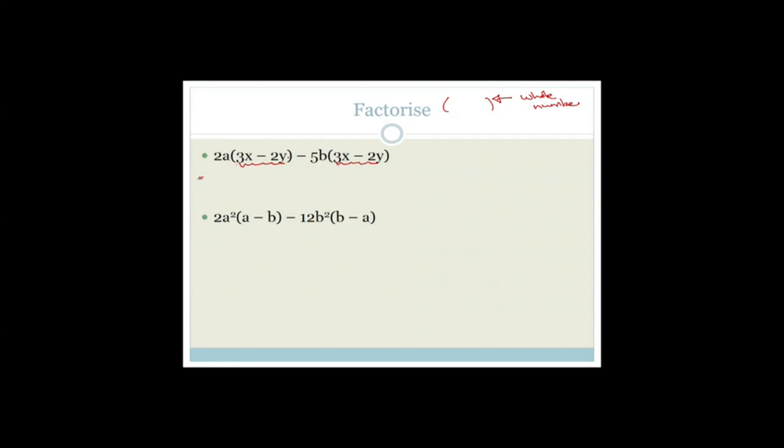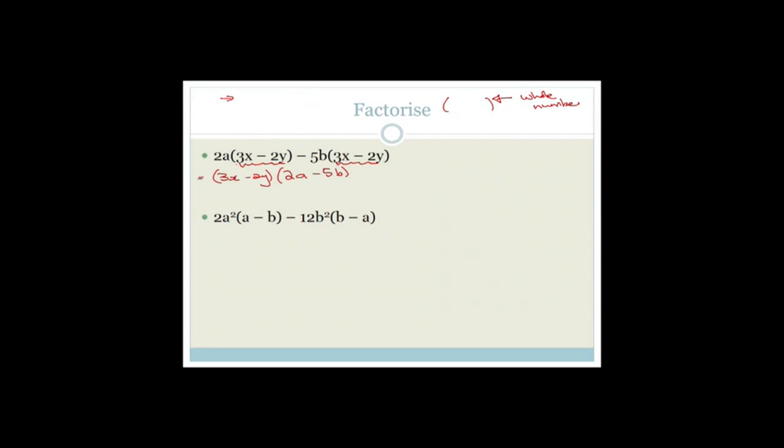Because the things in the brackets are the same, I can go bracket, bracket, and what's left over happens to be 2a minus 5b. Do you agree that if the stuff in the brackets is the same, it doesn't matter what's in the bracket? It was 3x minus 2y, the same stuff. But if we look at this one, the brackets are slightly different, and we're going to talk about that after we look at the other things we could do with this.